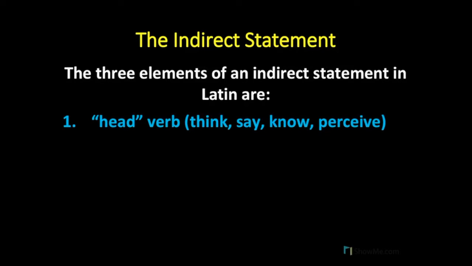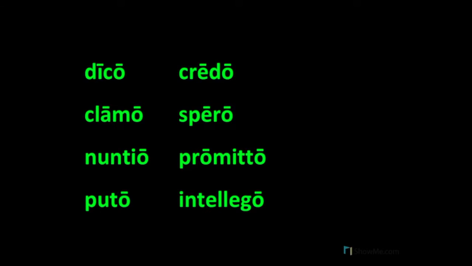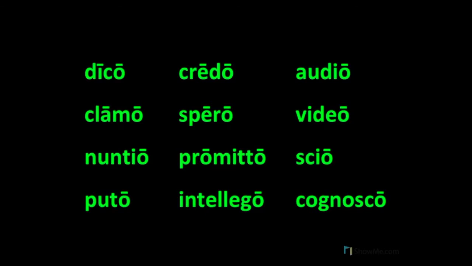Here are some verbs that could potentially introduce an indirect statement. Dico, say, clamo, shout, nuntio, announce, puto, think, credo, believe, spero, hope, promitto, promise, intelligo, understand, audio, hear, video, see, scio, know, and cognosco, learn.